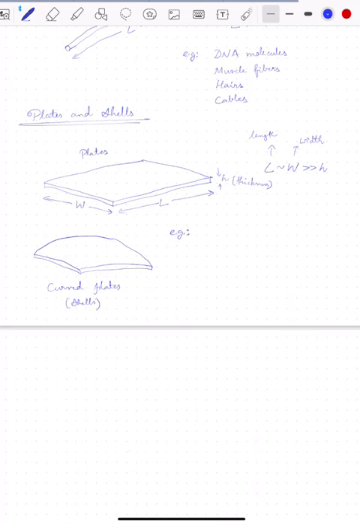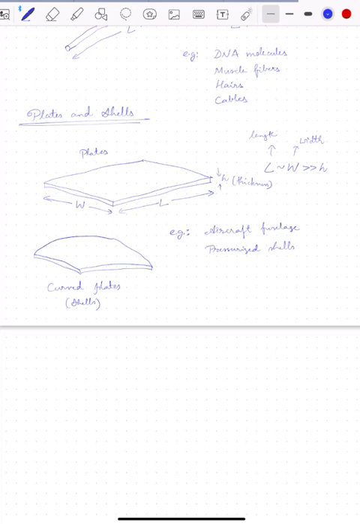They appear in various forms, for example, in aircraft fuselages, sandwich panels, pressurized containers, and pressurized shells. There are many such examples. These are some examples of plates and shells.